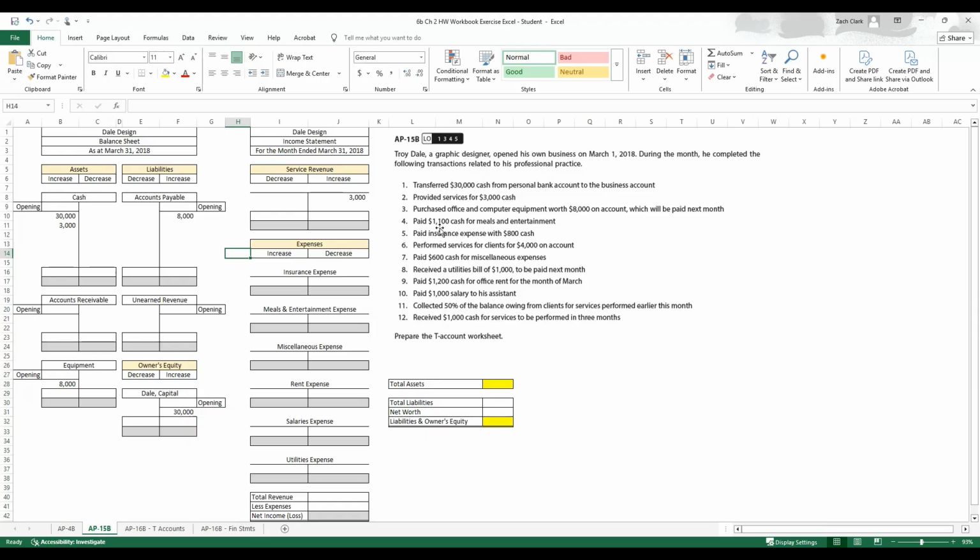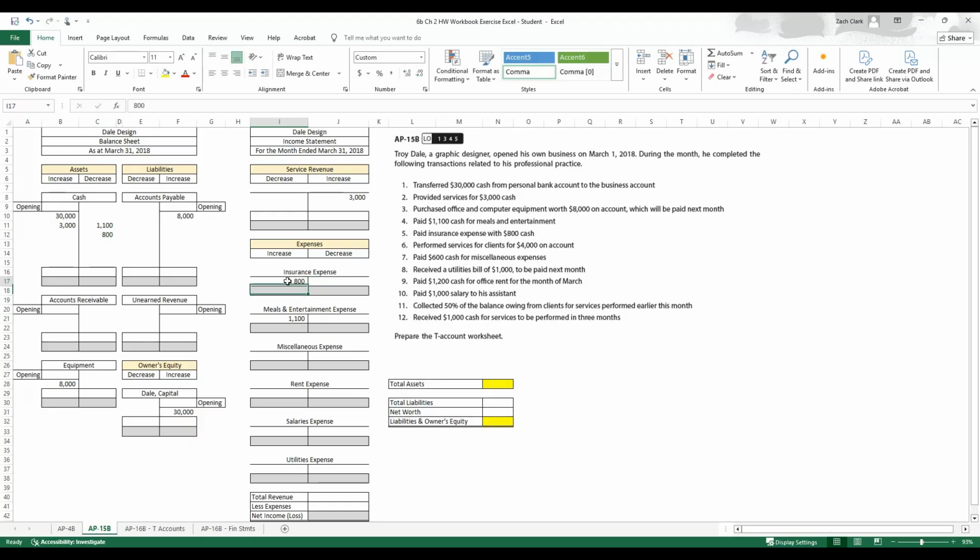Okie dokie. Let's see here. We paid $1,100 cash for meals and entertainment. So we'll put $1,100 decrease to cash. And, whoops, $1,100, not $11,000. $1,100 increase to our meals and entertainment expense. Okay. We paid insurance expense with $800 cash. So we'll reduce cash and we'll increase insurance expense.